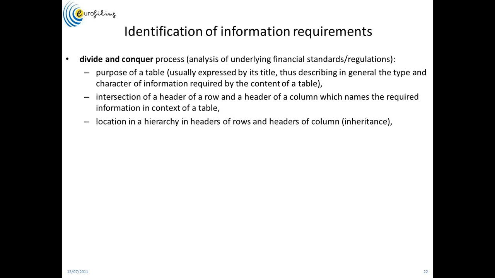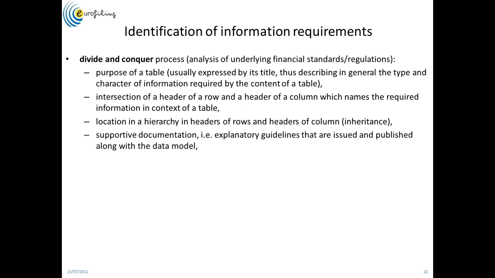Of course, location in the hierarchy of headers of rows and columns is also important, because some information is sometimes lost. It's implicit because it's for human beings to read it from the inheritance of the headers of rows and columns, but it's not explicitly stated if we look only at a single row. There are also things that are defined in the supportive documentation. This is also important to make sure that when we analyze FINREP, we have to have a good knowledge of IFRS 7, IAS 39, and all these standards that are applicable for financial institutions. Guidelines themselves are not enough.